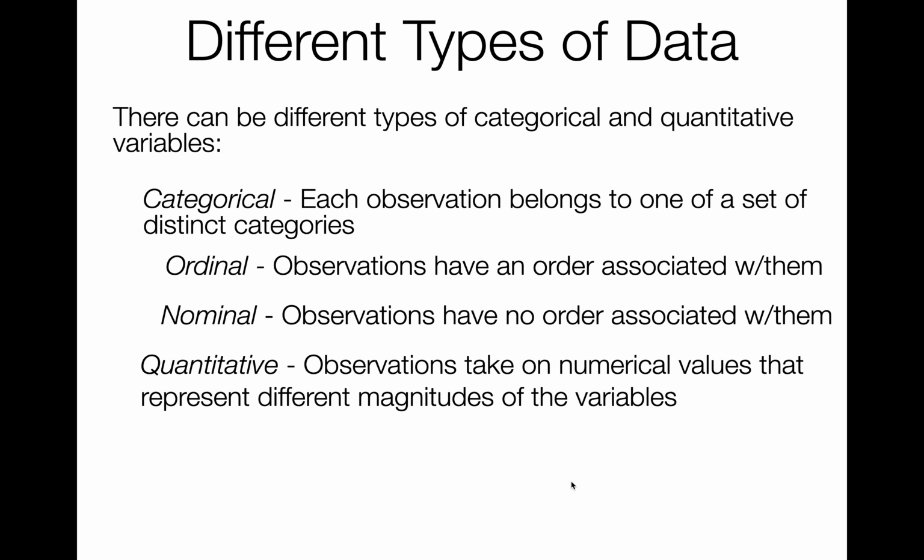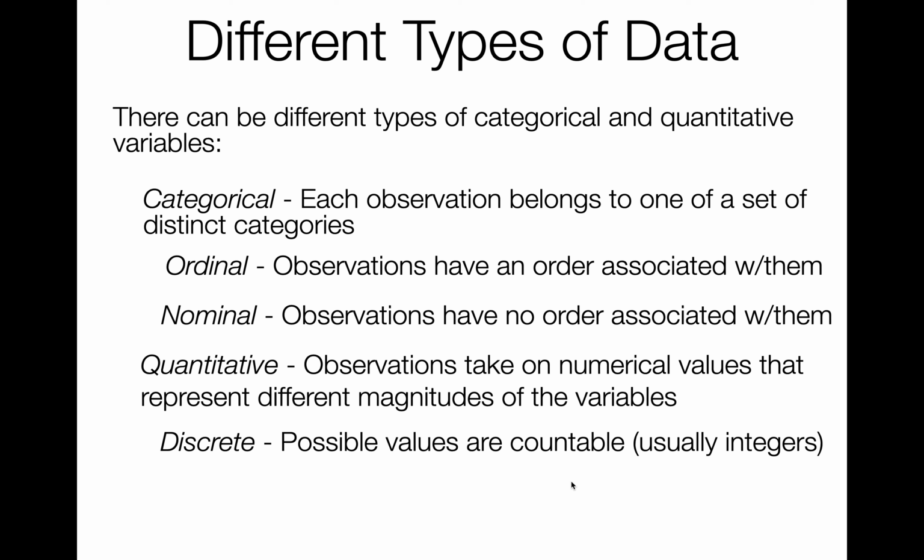So there are 2 types of categorical variables. There are also 2 types of quantitative variables. The first type is a discrete variable. The discrete variable I define as that the possible values are countable. And I say usually they're integers.